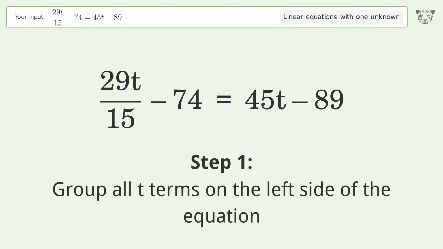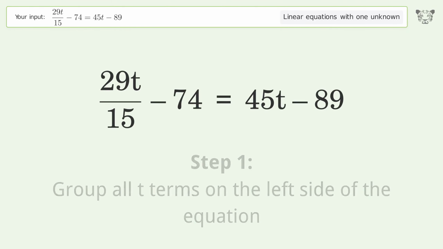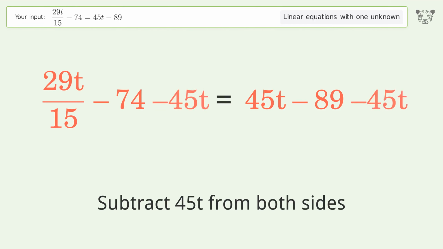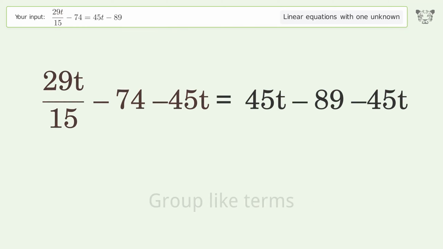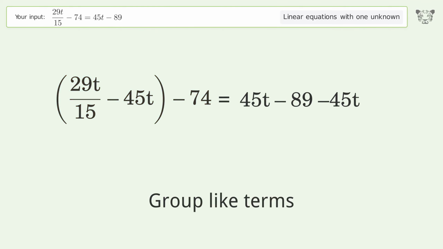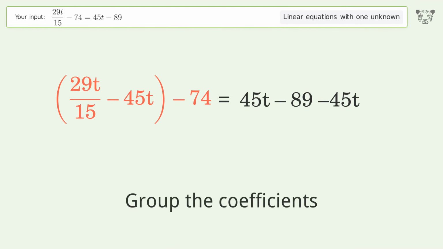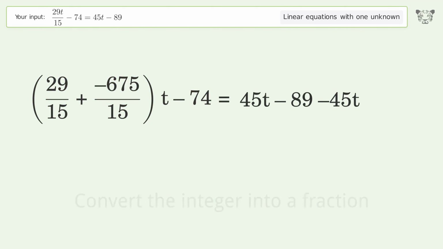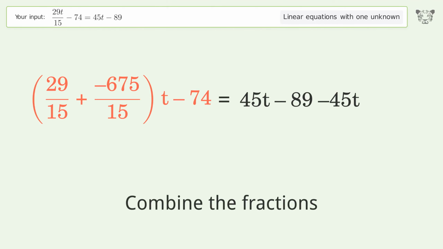Group all t terms on the left side of the equation. Subtract 45t from both sides. Group like terms. Group the coefficients. Convert the integer into a fraction. Combine the fractions.